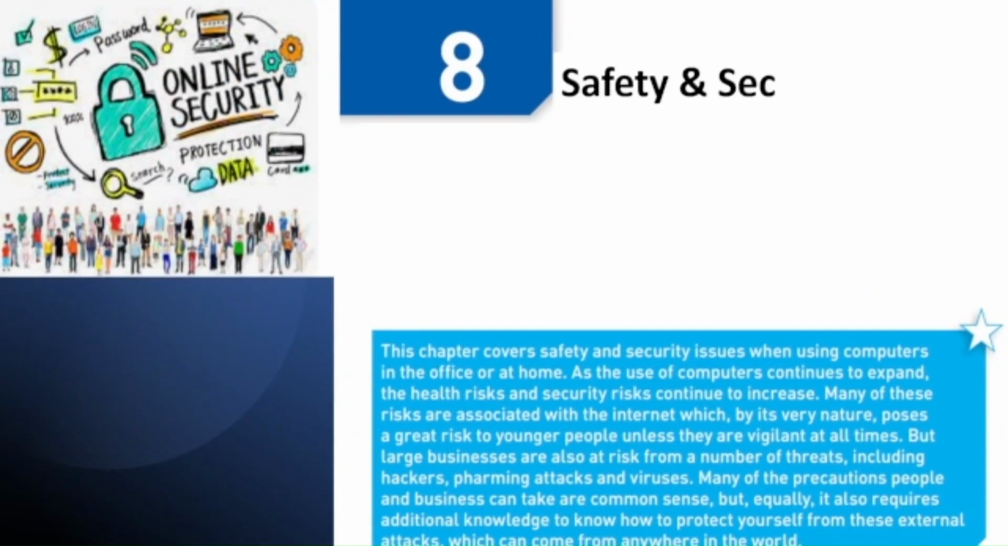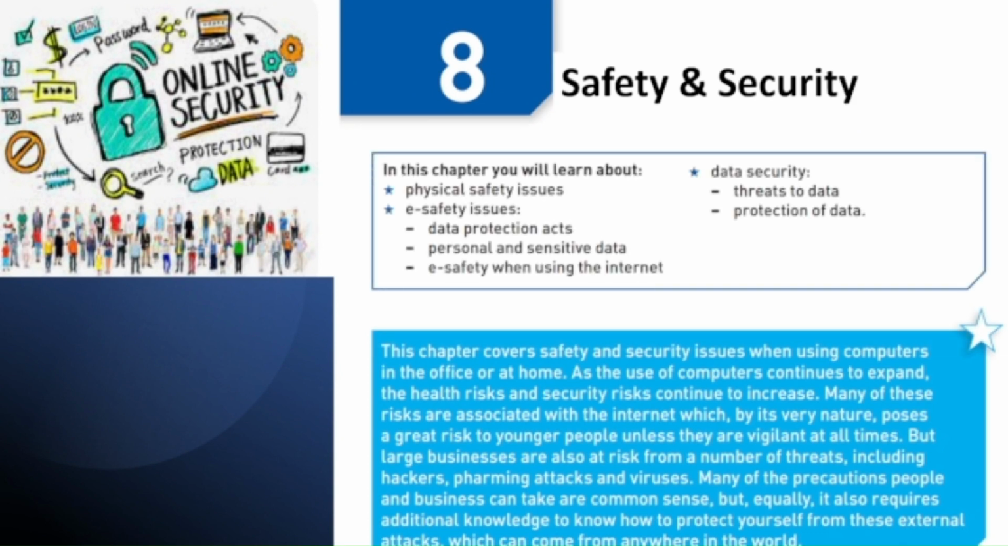In chapter number 8, safety and security. In this chapter, because as you know there are different safety and security issues where we are using different technology platforms, we will learn how to take precautionary measures to protect your data online, and personal and sensitive data, and e-safety when you are using the internet. We will also discuss the threats to your data and how to protect your data. So this will give you a comprehensive outline of how to protect your data.